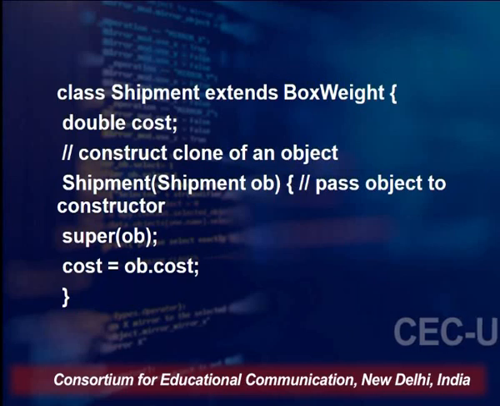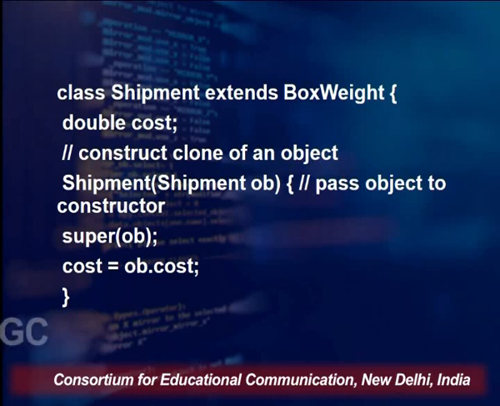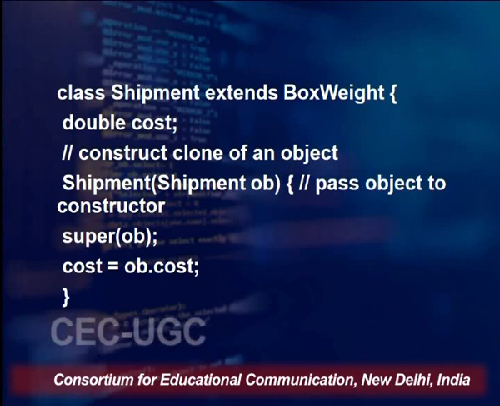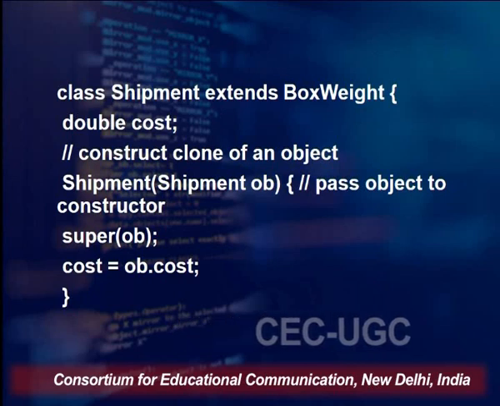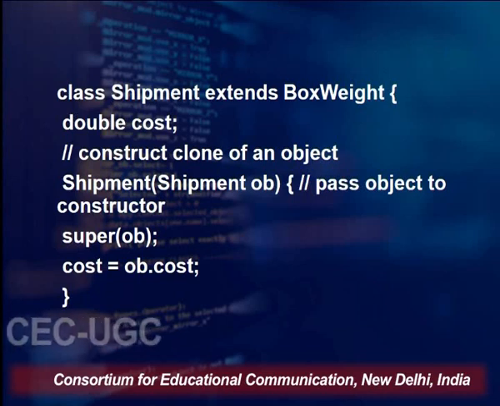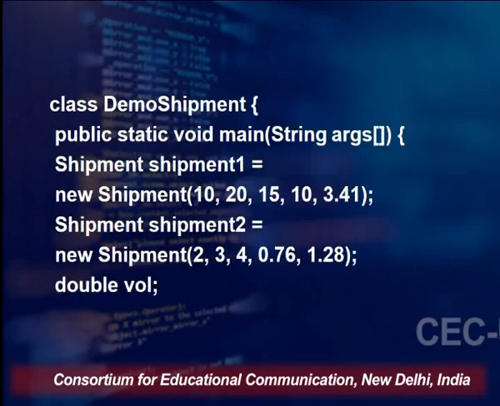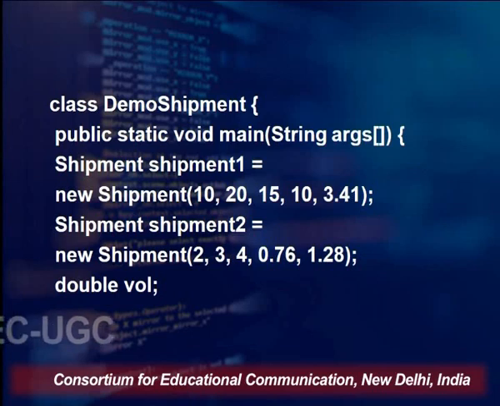Now, let us try to understand what is actually going to happen here when we are calling the super keyword inside the constructor. This super keyword is going to call the super class of Shipment, which is the BoxWeight class, and then the BoxWeight class is again going to call, with the help of super, the class Box. So, through Shipment we are going to reach BoxWeight, and through BoxWeight we are going to reach the Box class, and this is going to happen in a sequence.